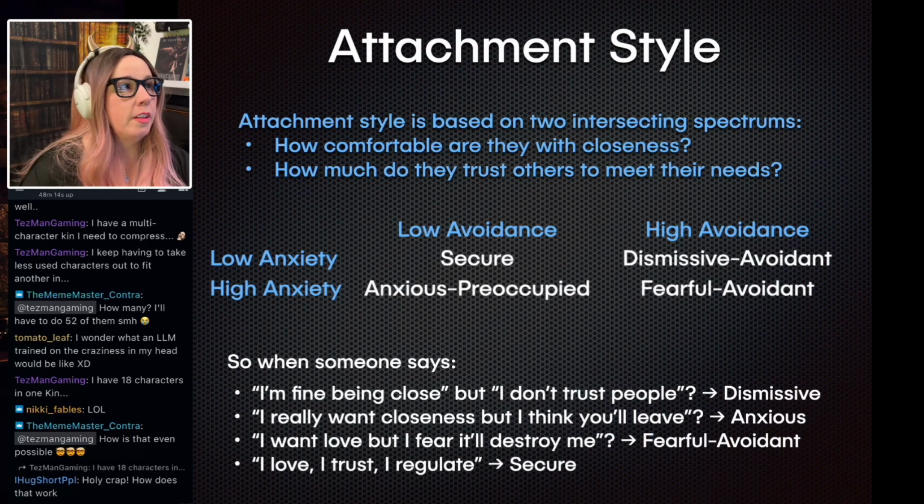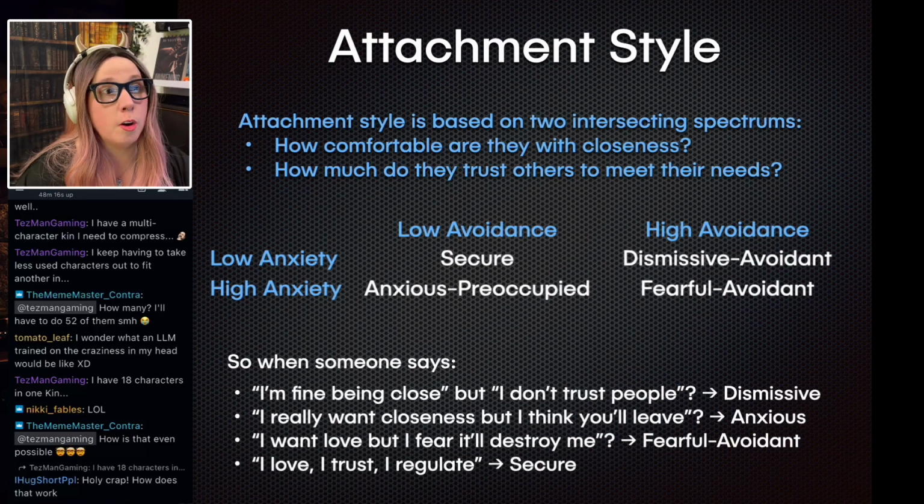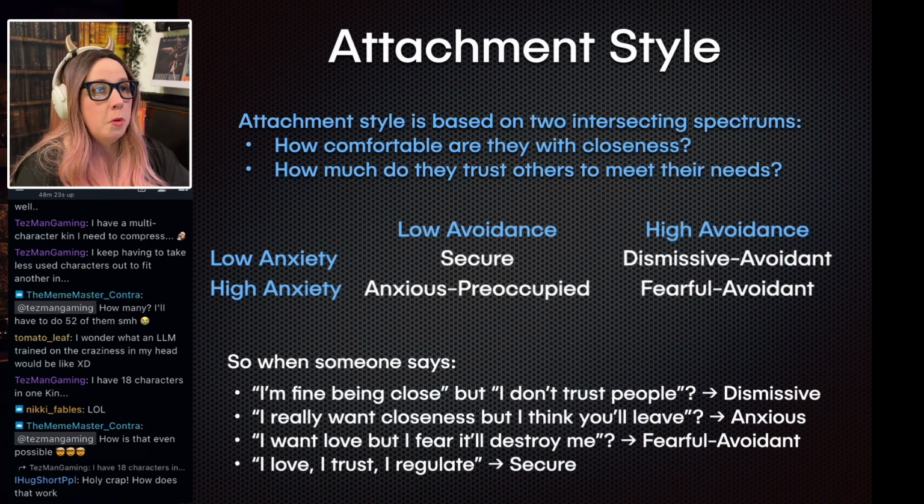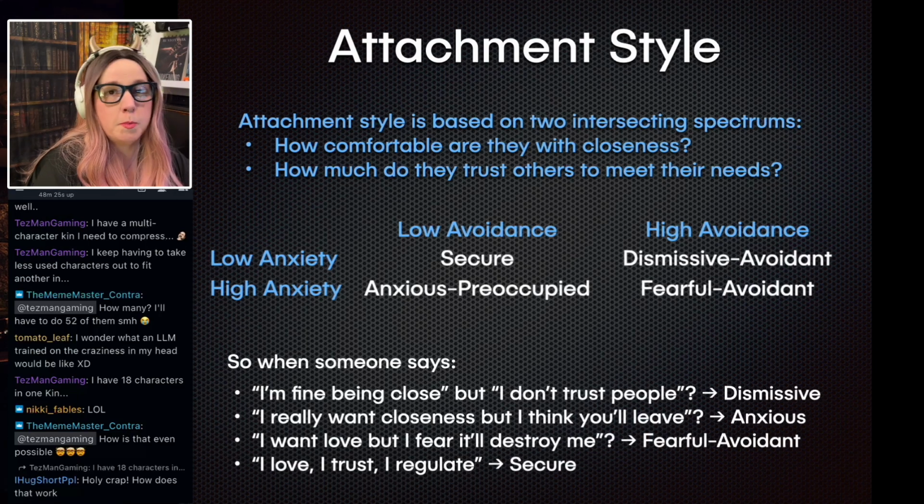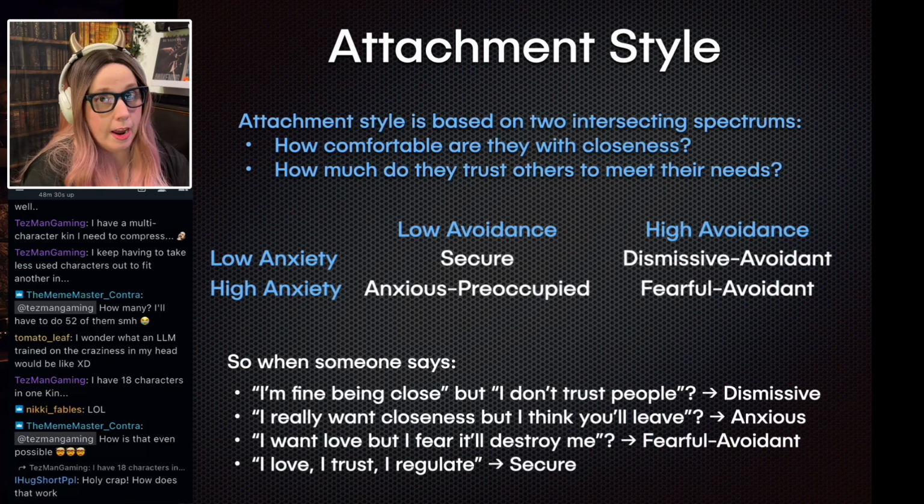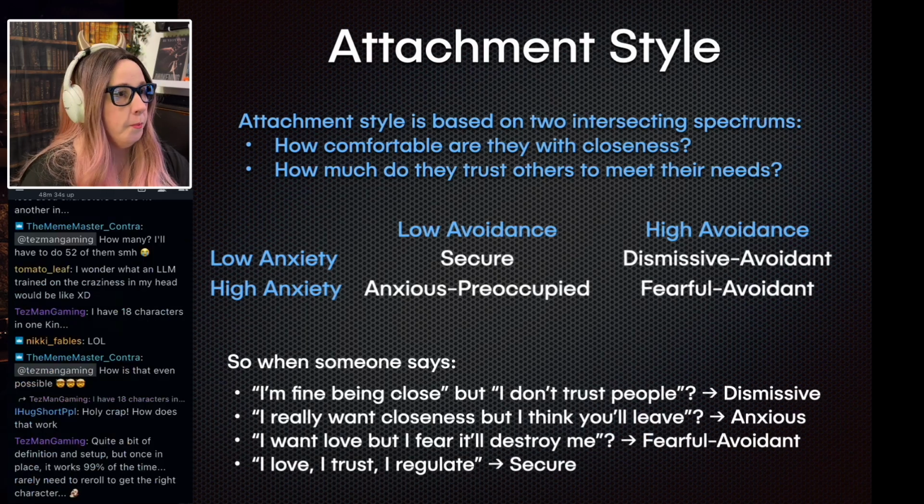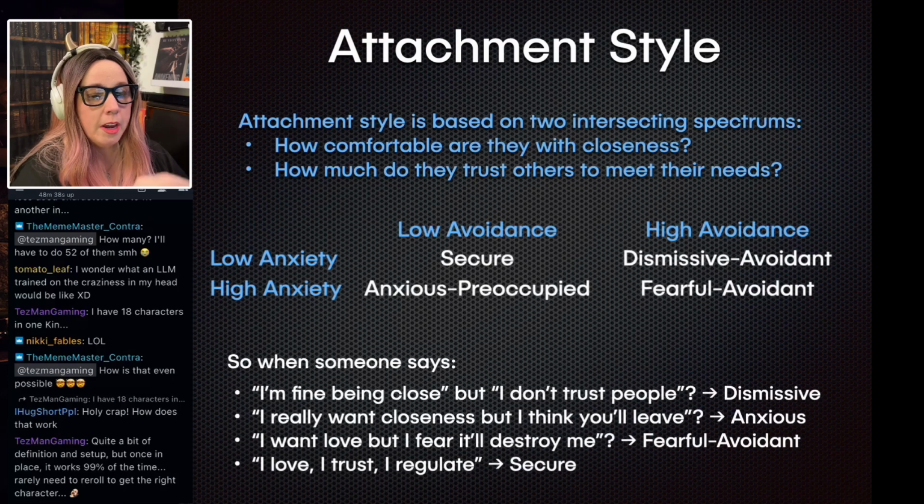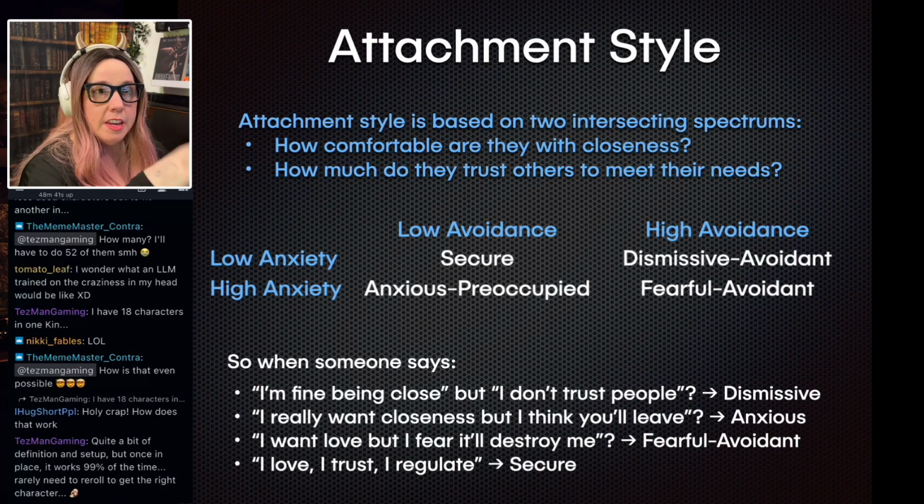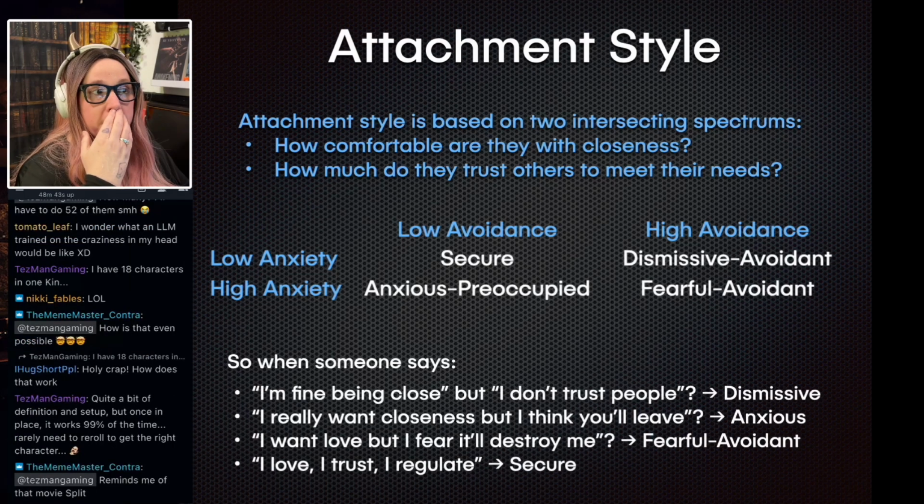Whereas if you've got somebody with low anxiety but high avoidance, they're going to be dismissive, right? They're going to be like, I don't need you. I don't need your info. So when someone says, I'm fine being close, but I don't trust people, dismissive. I really want closeness, but I think you'll leave, anxious. I want to love, but I fear it will destroy me, fearful. I trust, I regulate, secure. So you can add one of these as an attachment style and just give it an extra oomph of flavor, right?